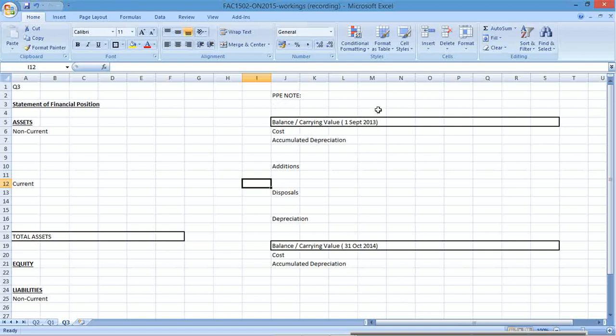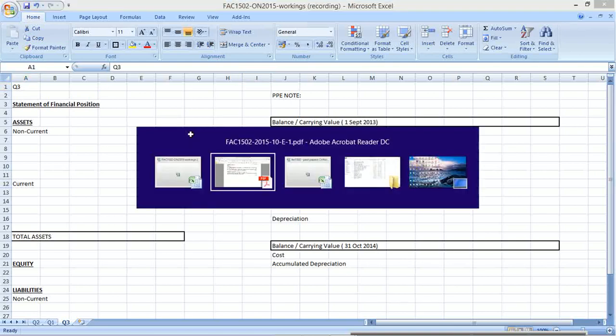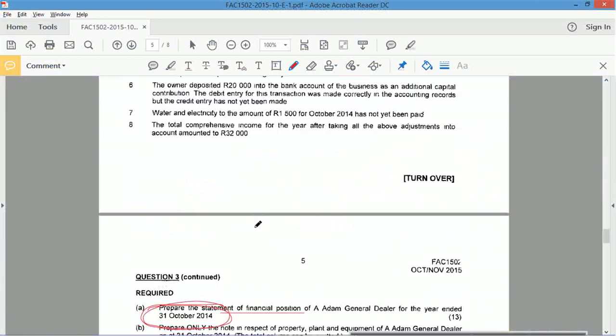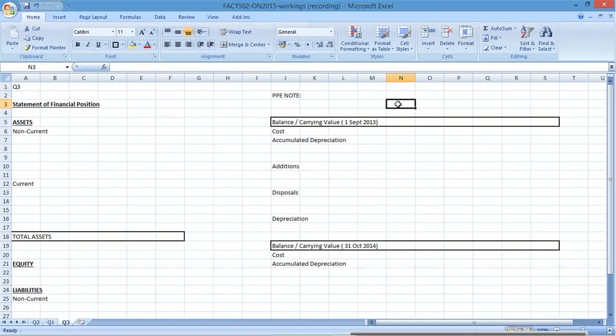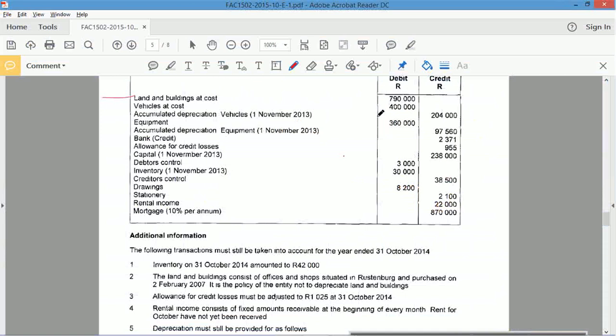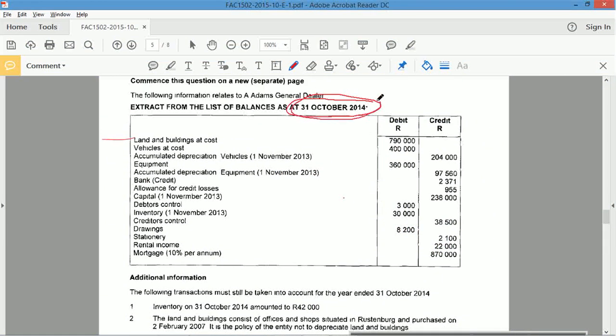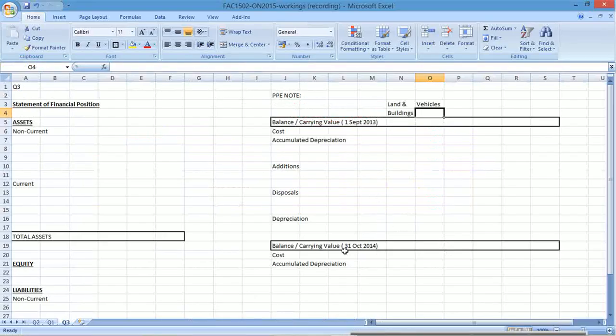So that's layout, that's formats. That you need to study, that you need to know going into the exam. Once I've got my template, then I get my easy marks. So go back to the question, get all the easy marks. Land and buildings is an asset, I need it. So it's going to go here. Vehicles is also going to go here. The land and buildings at cost, that was 790. What date was this? There's the date. 31st of October 2014. So that's end of the year. So 790 here at the bottom. Vehicles at cost 400, also at the bottom.